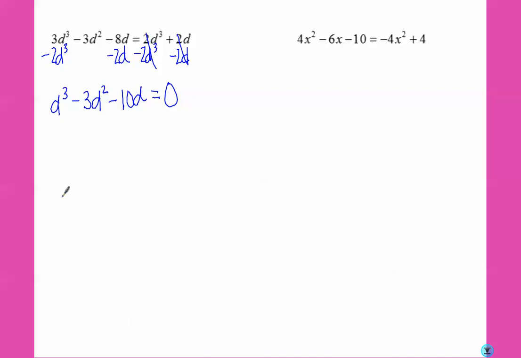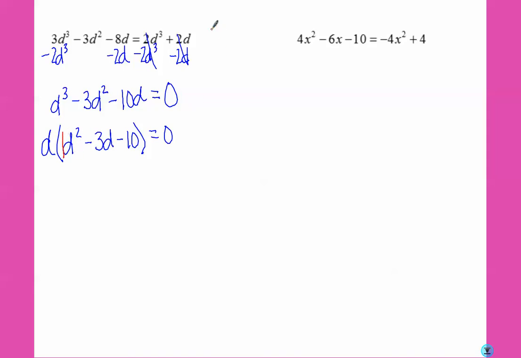Next, we check to see if there's a GCF for the entire polynomial. There is. All three terms have a d, so I'm going to factor that out. We'll be left with d squared minus 3d minus 10 equals 0. I'm going to ignore the GCF right now. There's a 1 in front of the d squared.